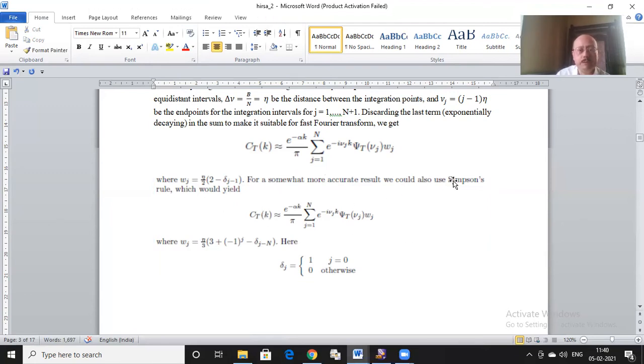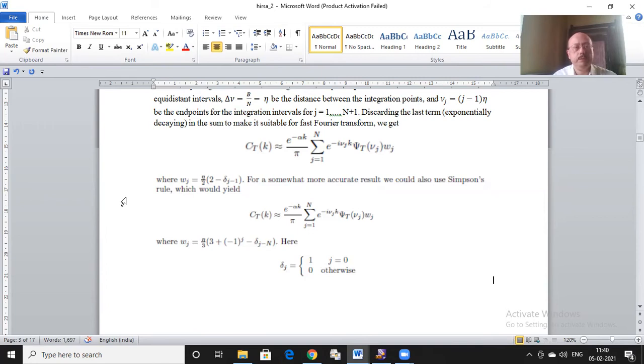Or you can use Simpson's rule. So these are the two common numerical integration routines that we learned. If I use the trapezoidal rule, this will be the choice. If I use Simpson's rule, then I will get a similar result, a summation of this type with omega j now as 1/3 eta (3 + (-1)^j - delta_j - N). And the deltas are like, if j equals 0, then delta is 1 and it is 0 otherwise. So the deltas are like indicator functions.